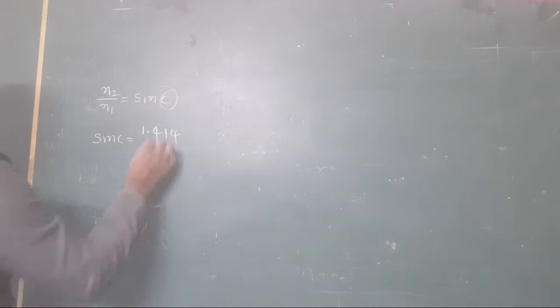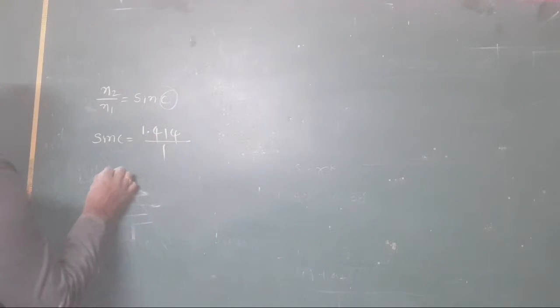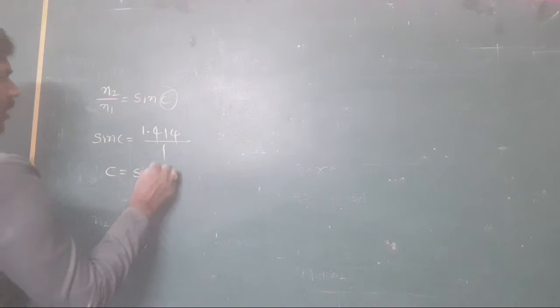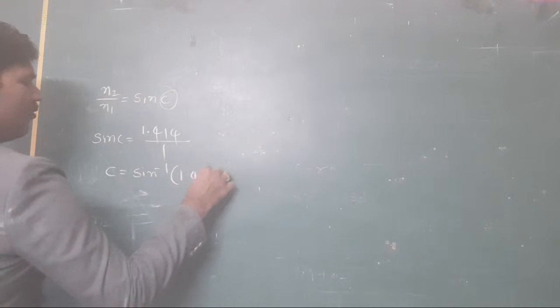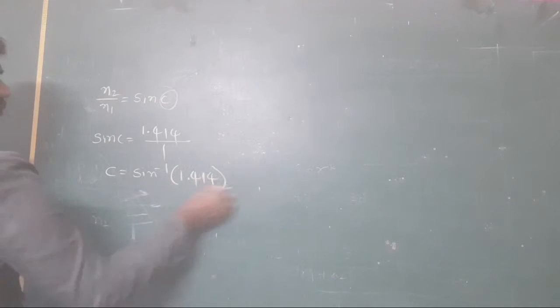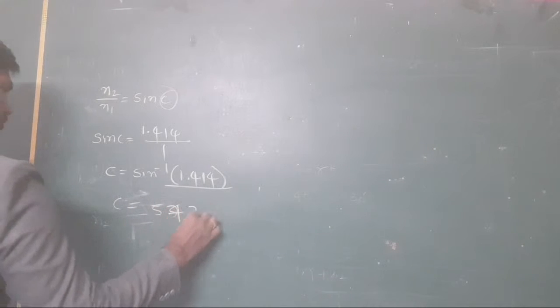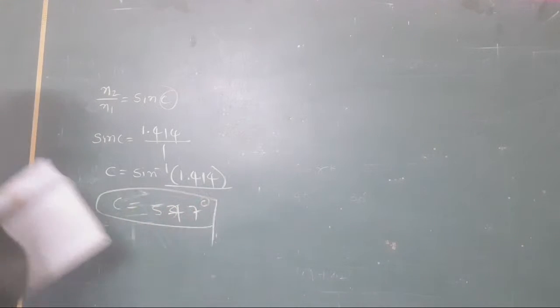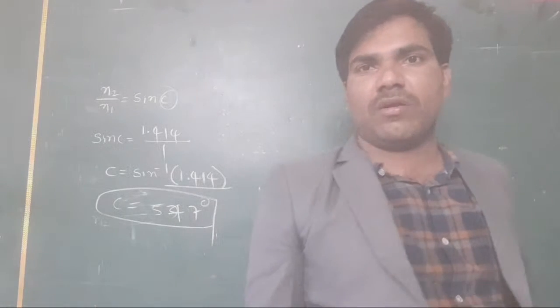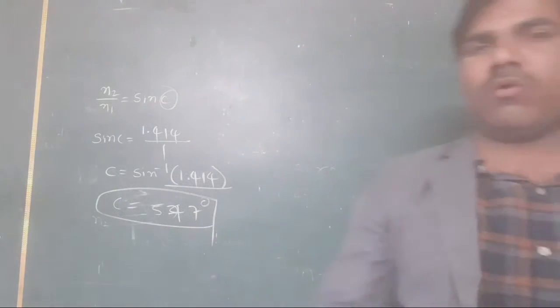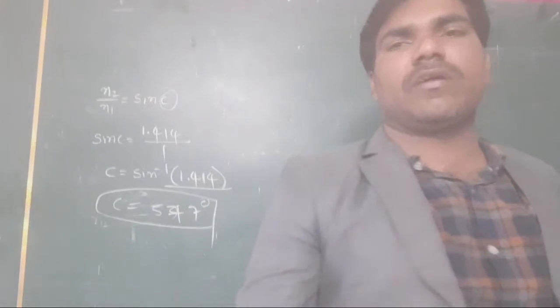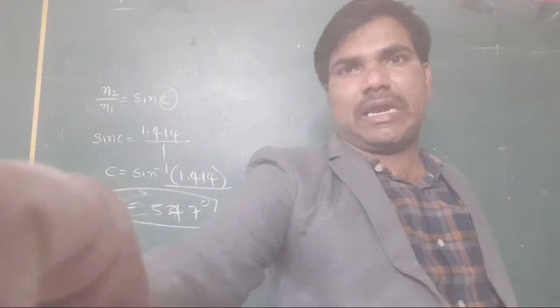1.414 by 1. That is called C is equal to sine inverse of 1.414. Okay, 1.414, that is equal to what? 57 point... Clear or not, all the students? 54.7 degrees, simply, that is the critical angle you have to find out. Critical angle only. I hope you got it. That is what we have to find out.